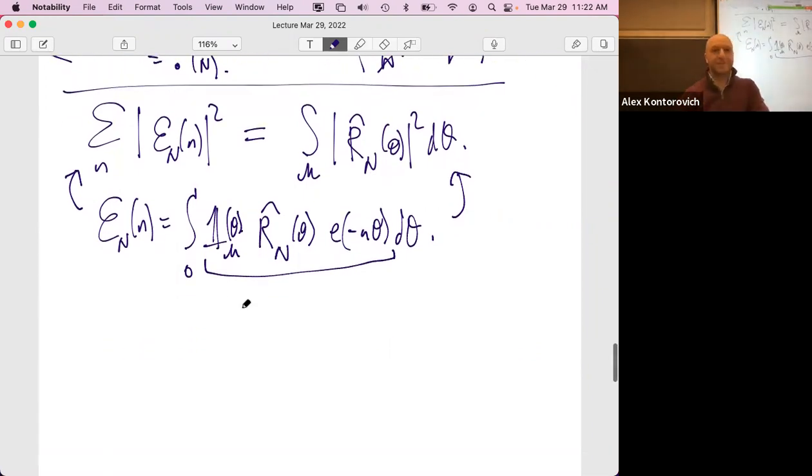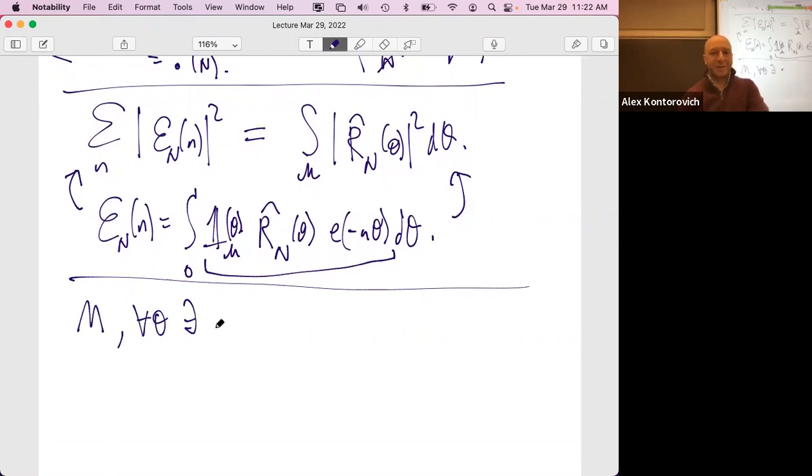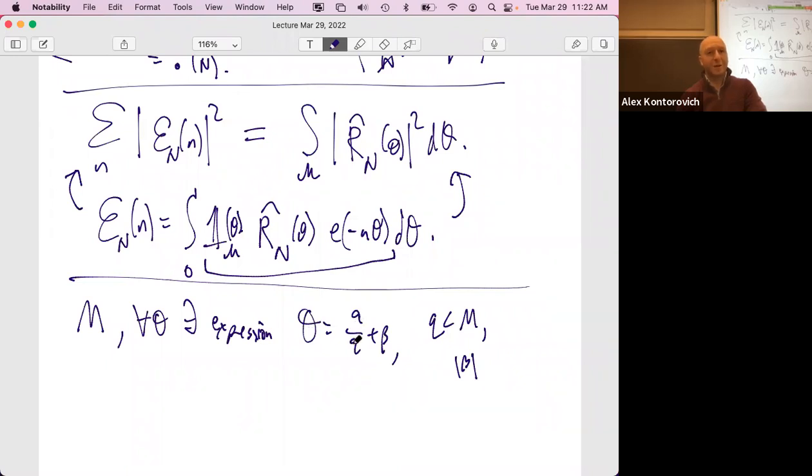Now let's talk about the minor arcs. So we have a decomposition. We have this parameter m, so that all theta in the circle can be written, there exists an expression, theta is equal to a over q plus beta, where q is less than m, and beta, the difference theta minus a over q, is at most 1 over qm. That was Pigeonhole again.